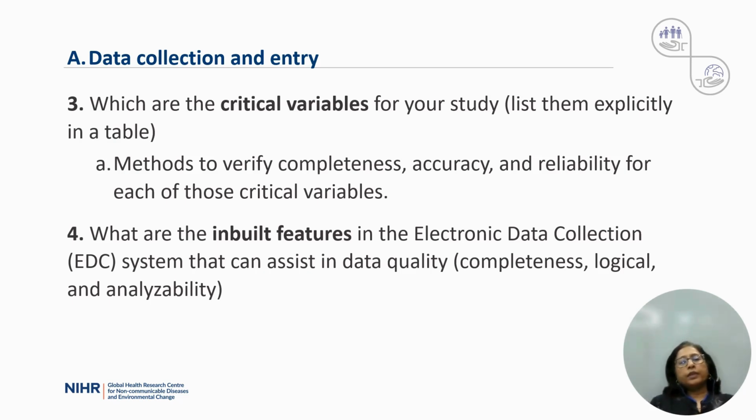So the third aspect is about identifying the critical variables of your study, which you should be doing very early on, and listing them explicitly in a table, and then trying to write down how you would verify the completeness for that particular variable.